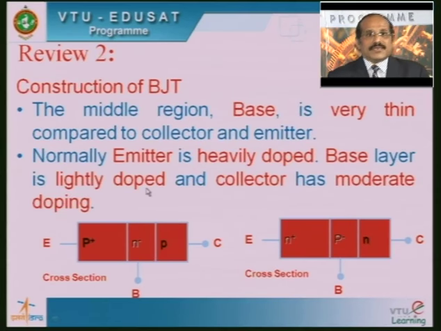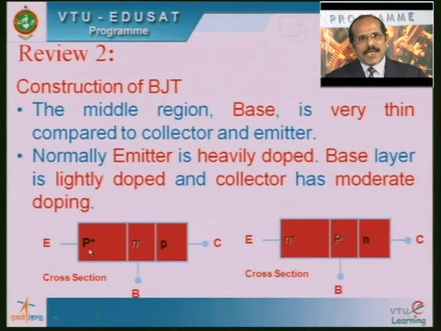We have also seen that the BJT, bipolar junction transistor, consists of three layers: emitter layer, base layer, and collector layer. In fact, there are two types of BJTs: one is the PNP transistor, another is the NPN transistor. In the case of the PNP transistor, the P plus acts as the emitter, N minus behaves as the base layer, whereas the P will be the collector.